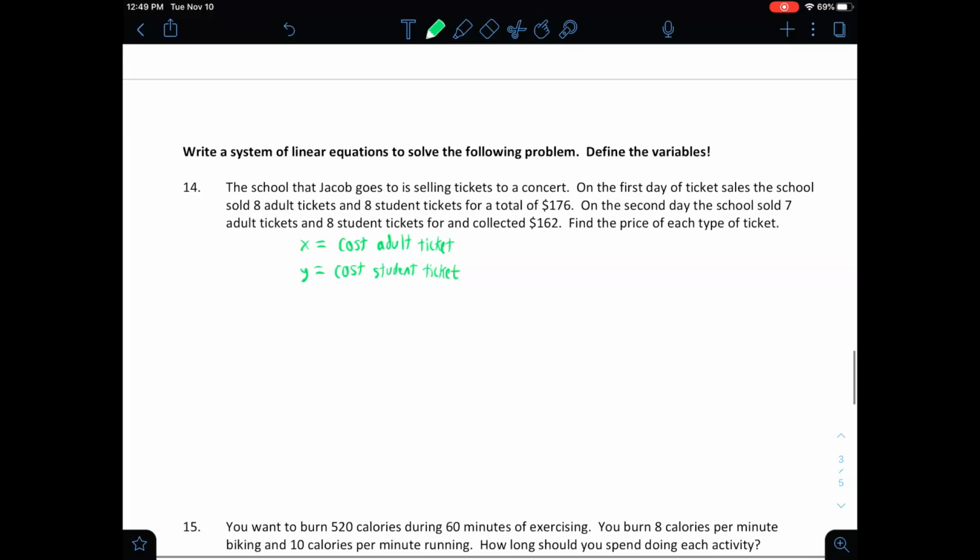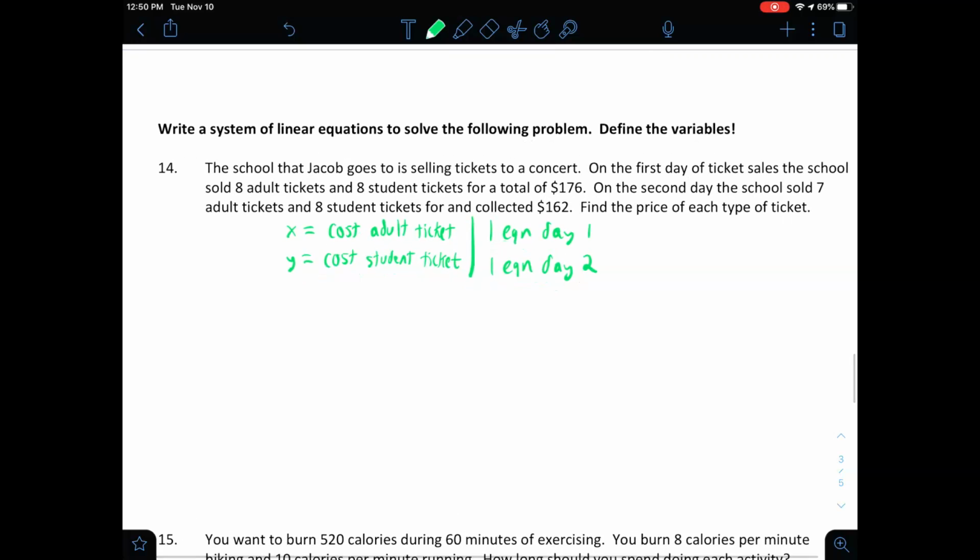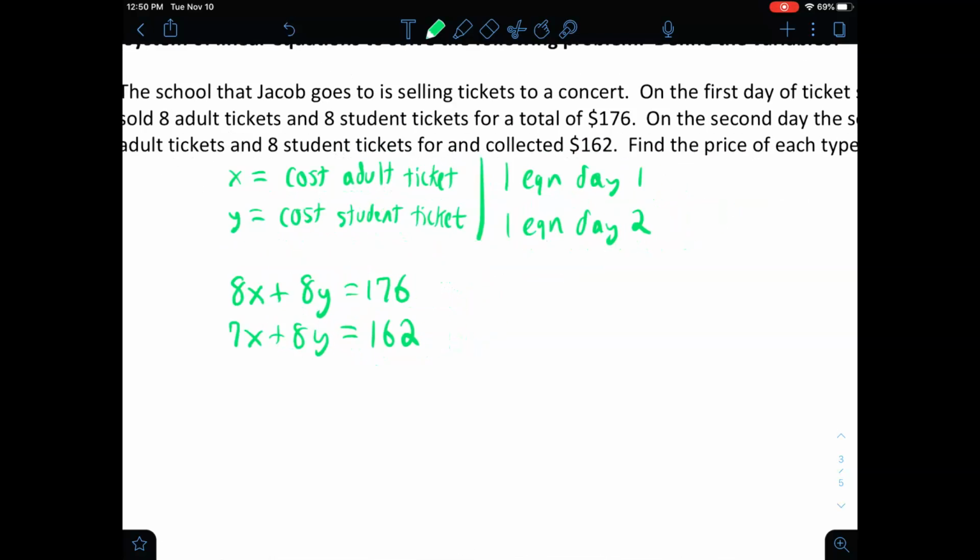And then what 2 equations do we have here? Well, we have day 1 and day 2. So we're going to have one equation for day 1 and one equation for day 2. So let's make an equation now. First day we had 8 adult tickets. So 8 tickets times the cost of each adult ticket plus 8 student tickets times the cost of each student ticket equals 176. And then for the other one we had 7 times the adults plus 8 times the student tickets is going to equal 162. And we need to solve this.